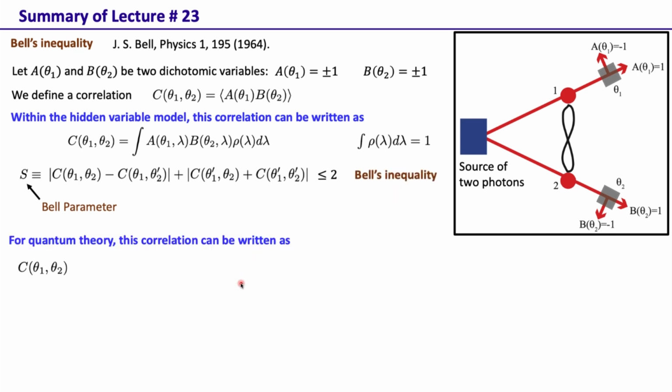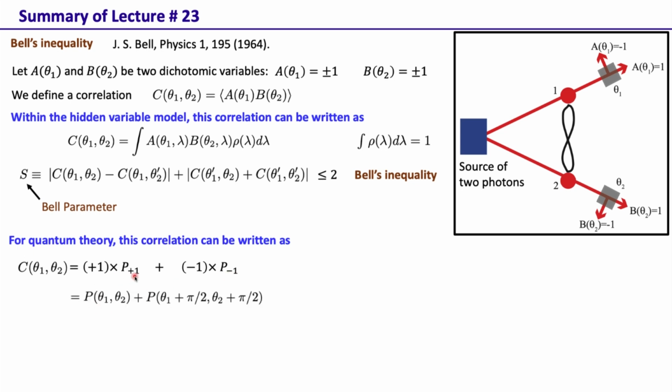Now for quantum theory, the correlation that we have constructed will have a simple form. Since this is a dichotomic variable, A times B can only be plus 1 or minus 1. So it's plus 1 times the probability of getting plus 1, and minus 1 times the probability of getting minus 1.